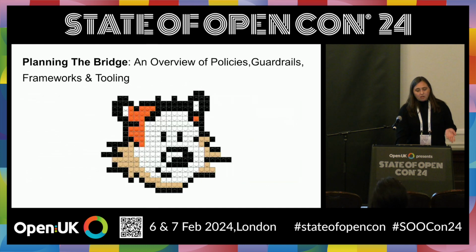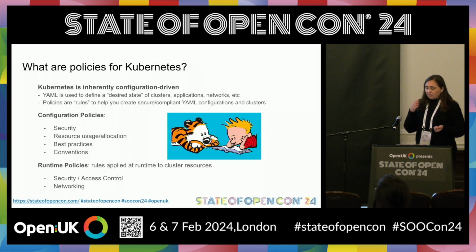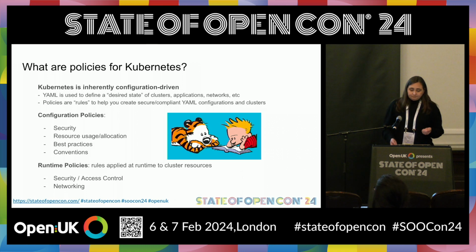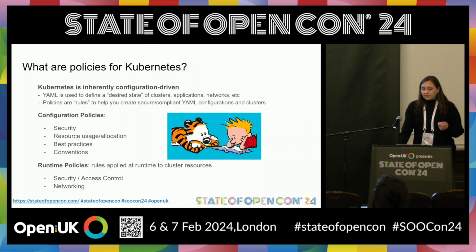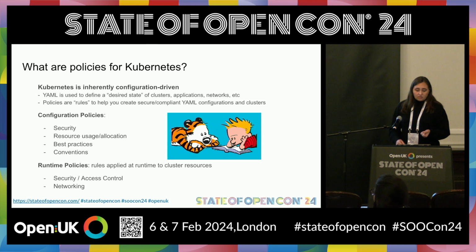So let's take a quick look at what policies and guardrails are in open source tooling, different tools that exist in this space to help you do this. So in Kubernetes, YAML serves as a framework for defining the desired state of your clusters, applications and networks, and your Kubernetes policies are very much guiding rules. This is not something that has to be completed, but you're giving people some amount of structure about what they're supposed to do to ensure that they create secure and compliant YAML configurations for their clusters.